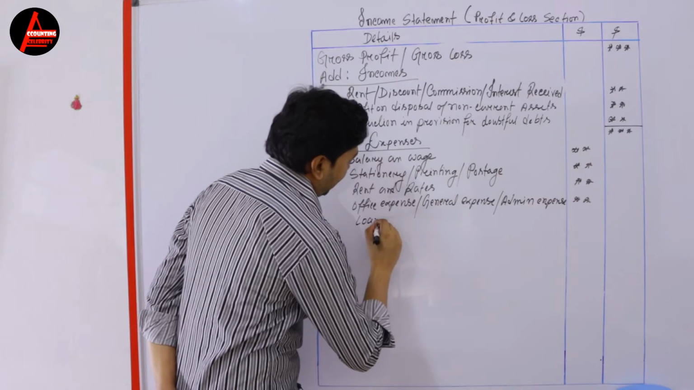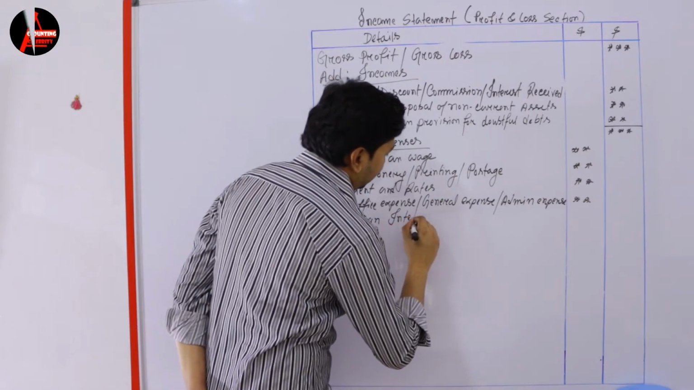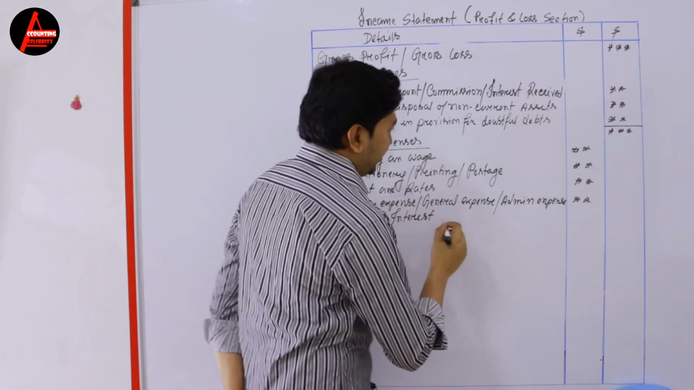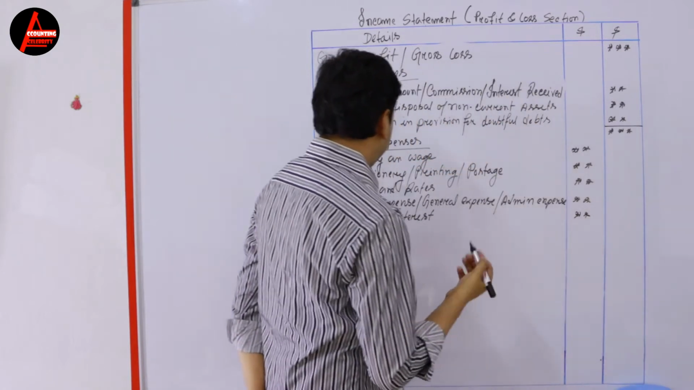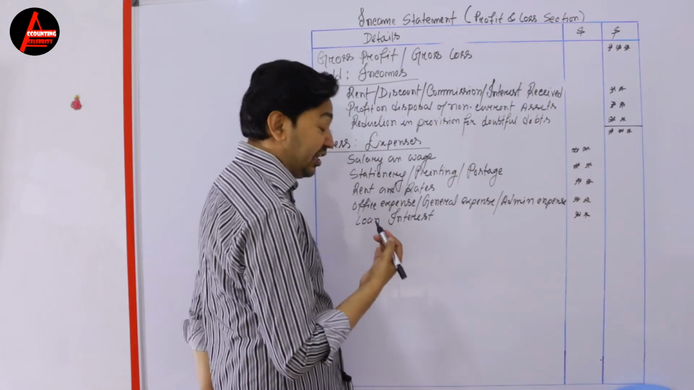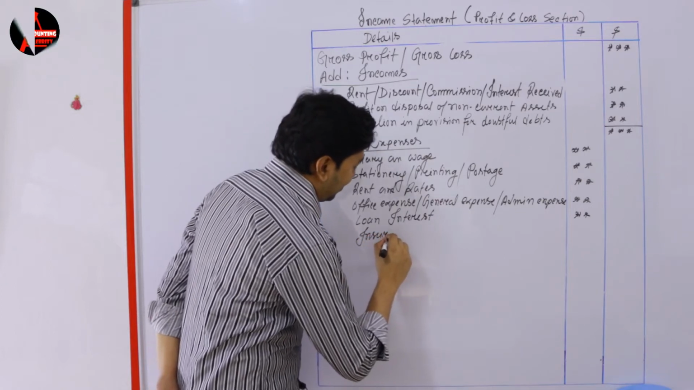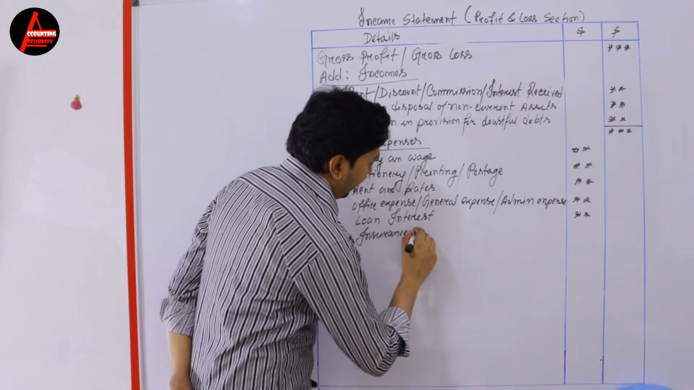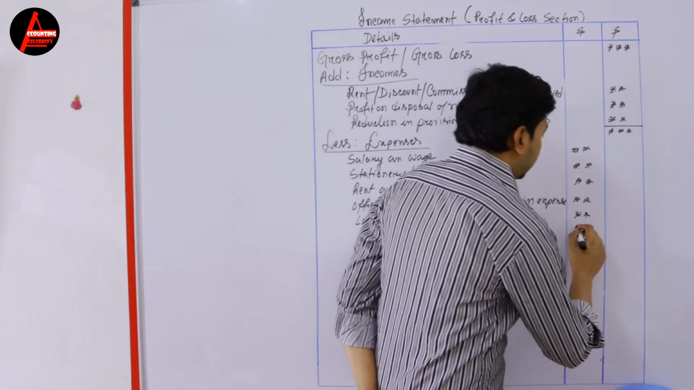Loan. If you have a loan, then you have to pay interest. It's an expense. Loan interest is an expense, so write it right here. Then if your business pays insurance, you have to write here insurance paid, or just insurance, whatever you say. So right here.